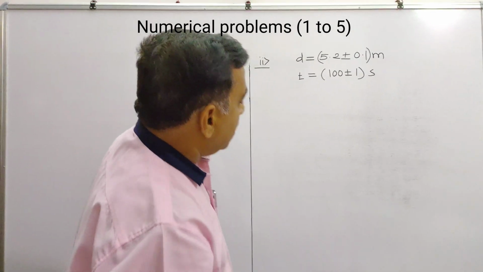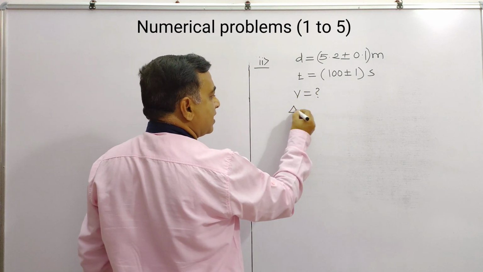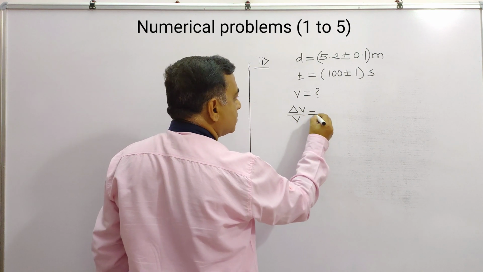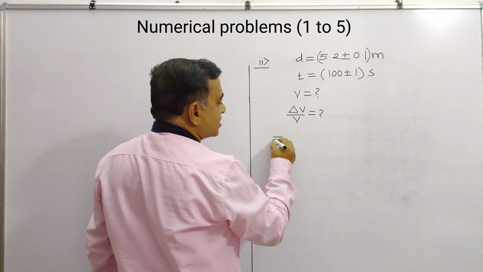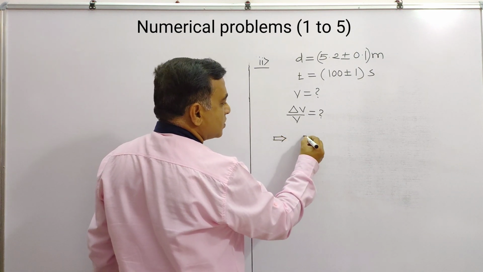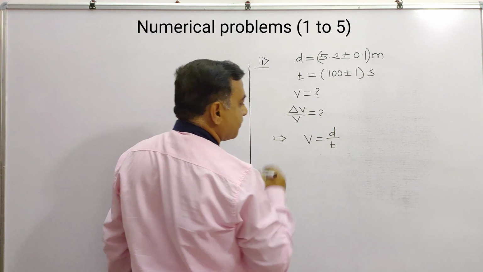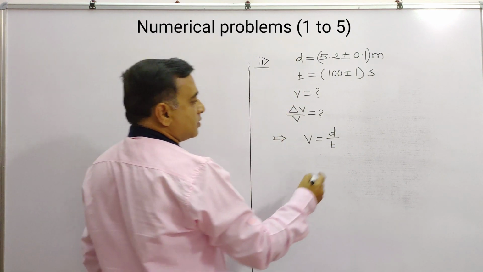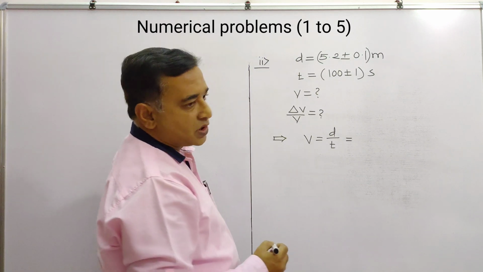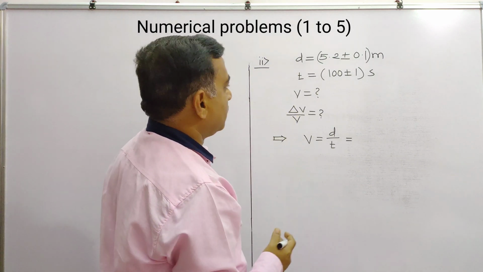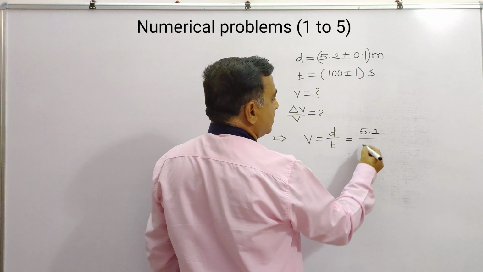So how to get that? Speed and its relative error, we say delta v upon v, we need to calculate. We know very well the first formula for that: velocity is equal to distance or displacement upon time. So here I am going to substitute the displacement with the actual value, discarding the error. So here it is 5.2 divided by time, that is 100.